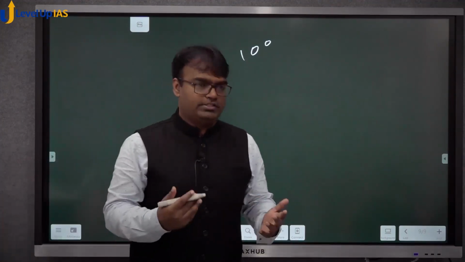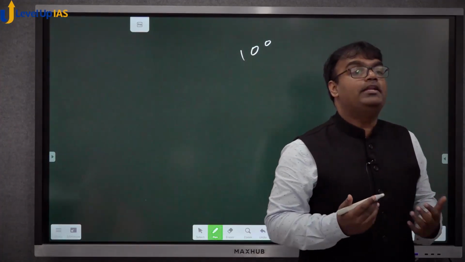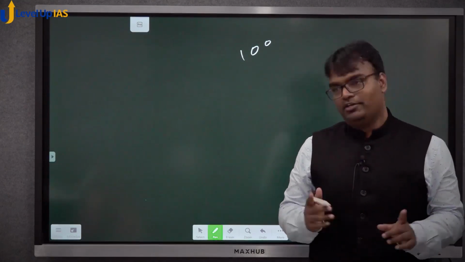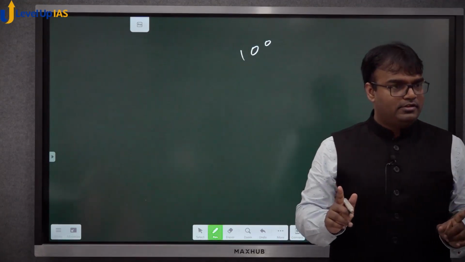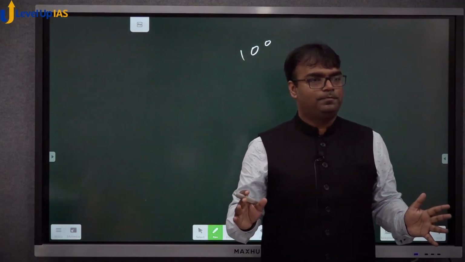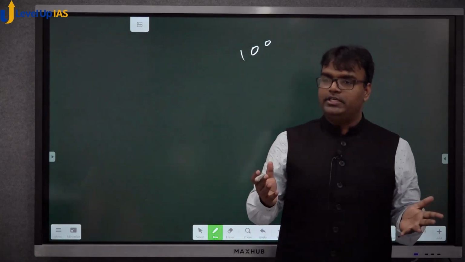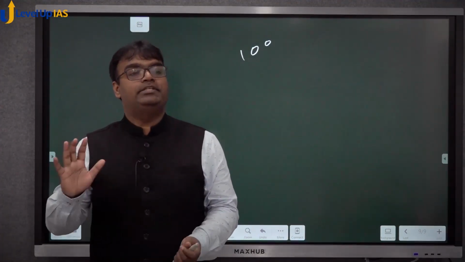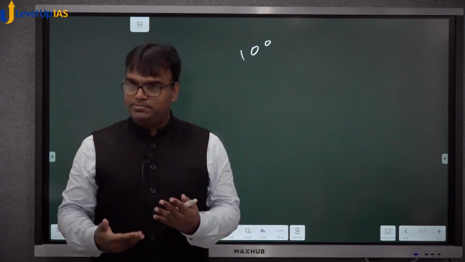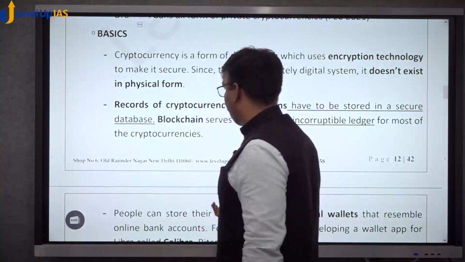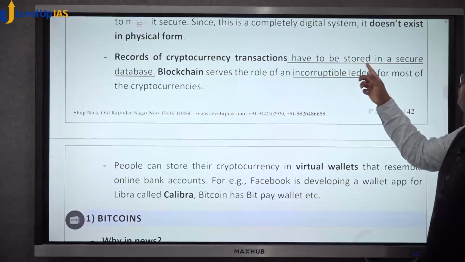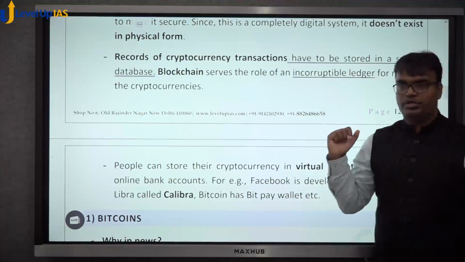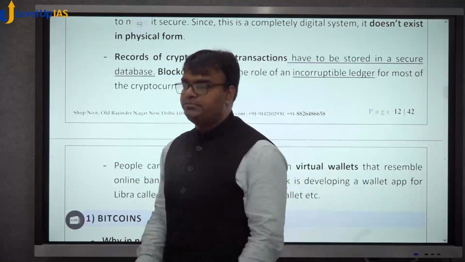Okay, so generally in cryptocurrency, the cryptocurrencies that are being created are being managed through blockchain. And the database which is used to manage cryptocurrency is blockchain. We understand what blockchain is? A distributed database. So cryptocurrency, a currency that will be used for making transactions, generally uses a blockchain based database for management. Okay, now records of cryptocurrency transactions have to be stored in a secure database. Blockchain serves the role of incorruptible ledger for most of the cryptocurrencies. Plus blockchain gives the distribution advantage as well.